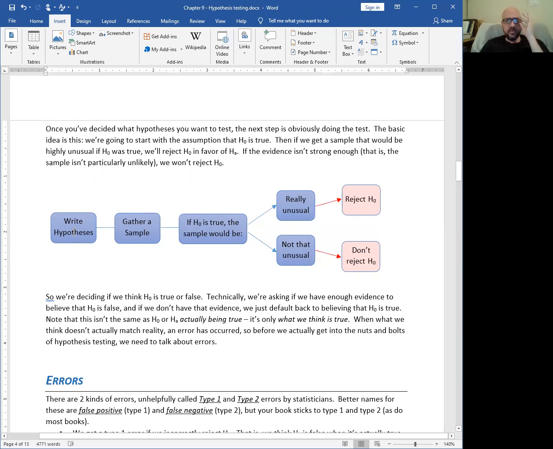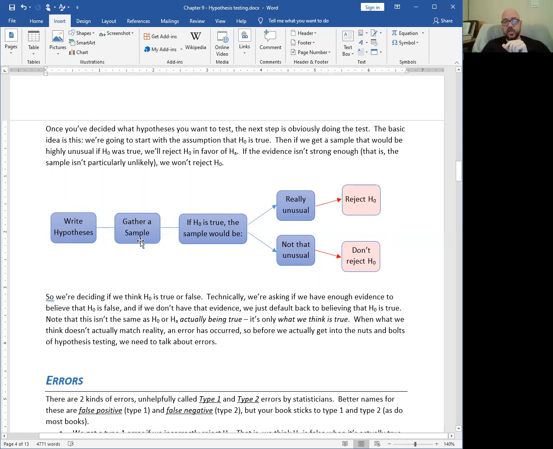We're not going to go into them too much in this class, but just be aware that if you have a rooting interest in the way this comes out, gathering your data first can lead to a lot of biases. Or gathering your data and then writing your hypotheses can lead to a lot of biases in the way you write them, and you don't want to do that. So to make your hypotheses as independent as possible, you just write down what you're trying to test, and then you go gather your data.